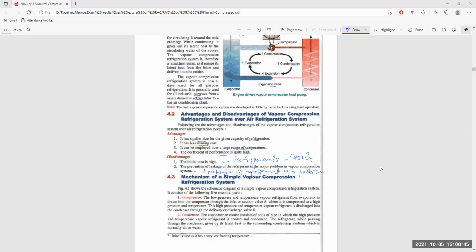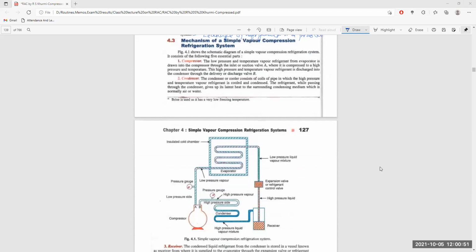Figure 4.1 shows the schematic diagram of a vapor compression refrigeration system, which consists of five essential parts. This is the compressor. Low pressure, low temperature vapor refrigerant from the evaporator is drawn into the compressor through the inlet or suction valve, where it is compressed to a high pressure.